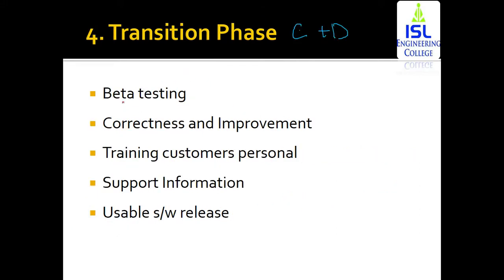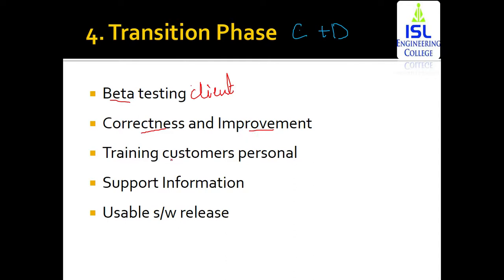Within the transition phase, you're going to perform beta testing. This beta testing will be done by the client. The client is going to identify whether the functions and features that you have embedded within the software are the same as what was stated in the requirement gathering phase. If they find any discrepancies, any corrections needed, those corrections will be made and your software will be improved within the transition phase.